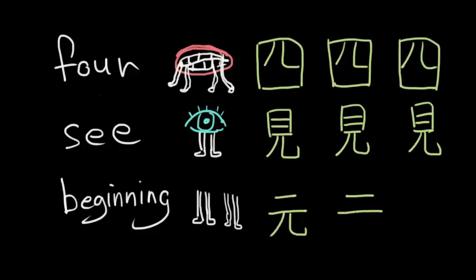1, 2, 3, 4. So it's a total of 4 strokes. And you got the hook on the bottom. So that's using the new piece of a kanji, human legs, to write 4, 2, and beginning.